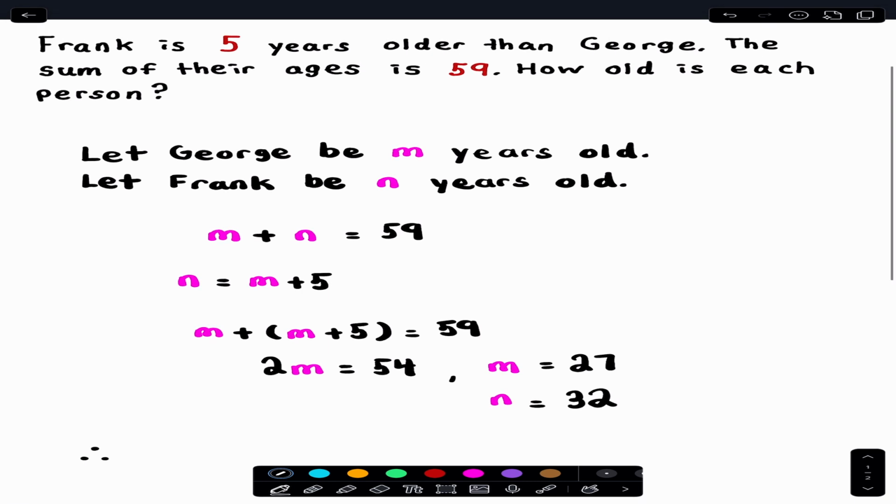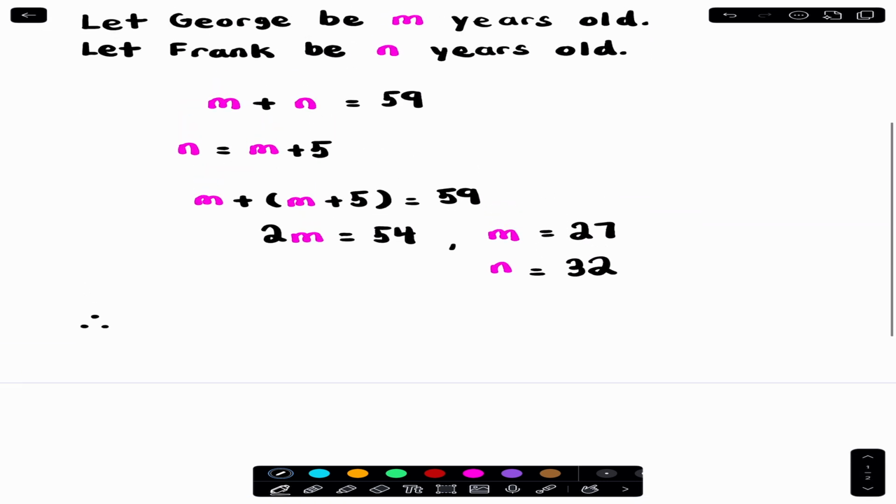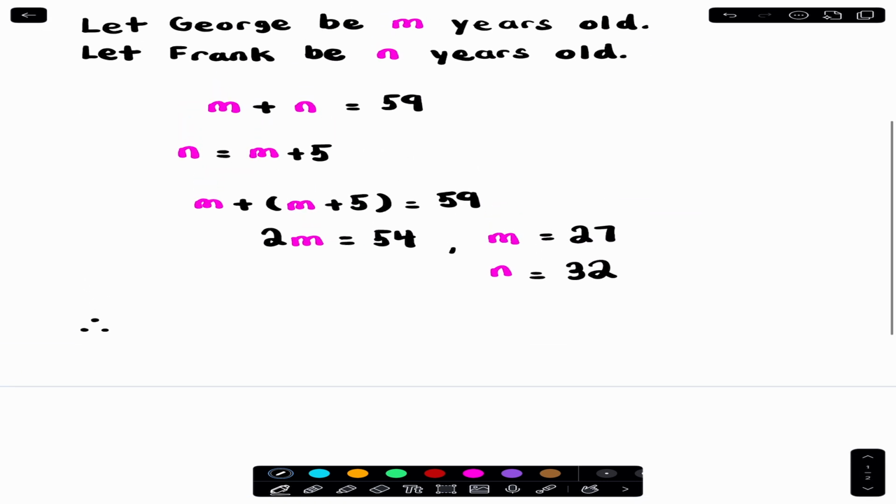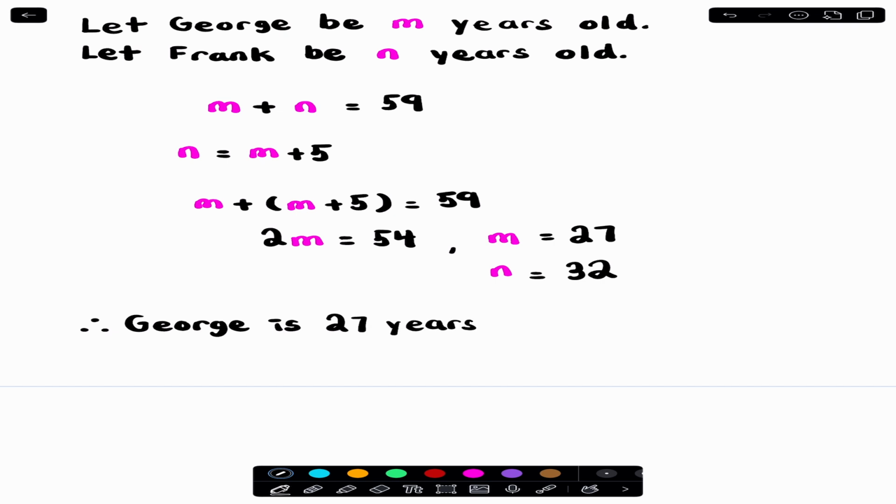The question asks, how old is each person? So therefore, we can say M stands for George. So we know George is 27 years old. And Frank is 32 years old.